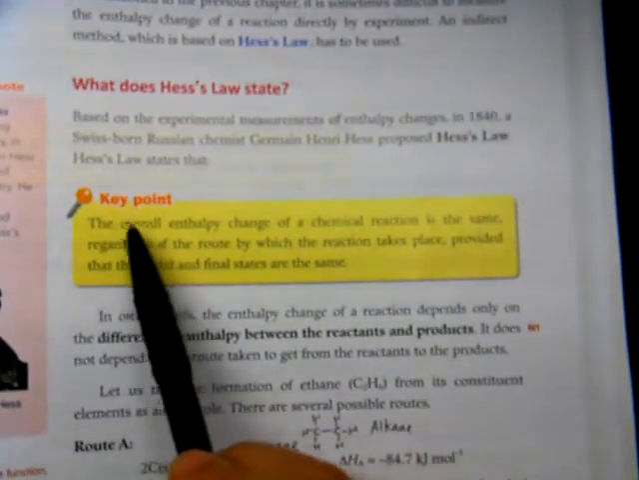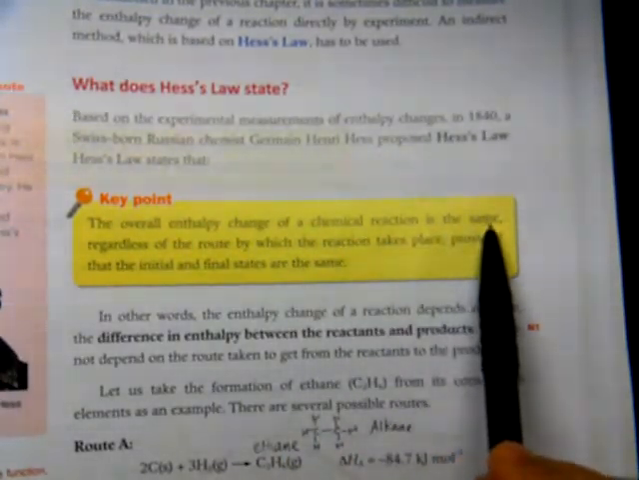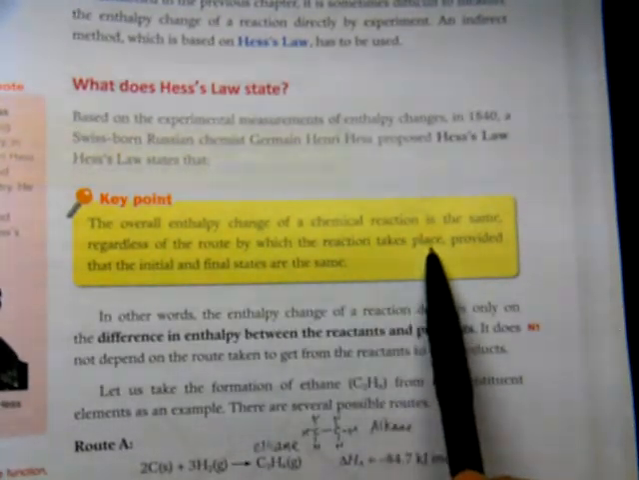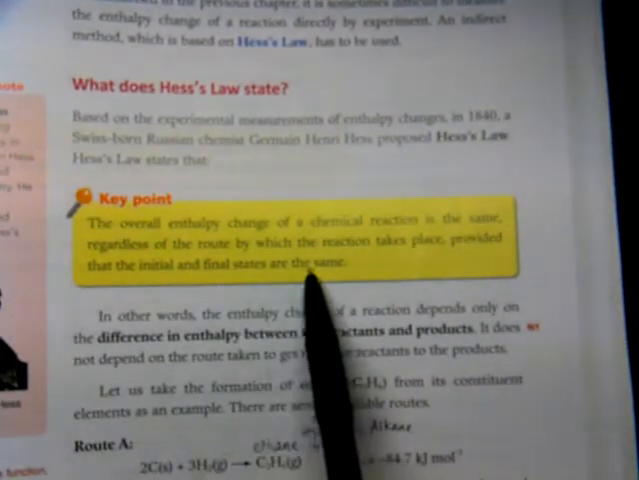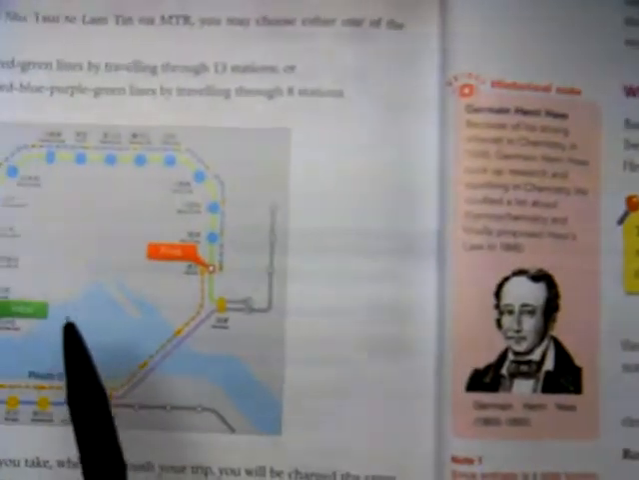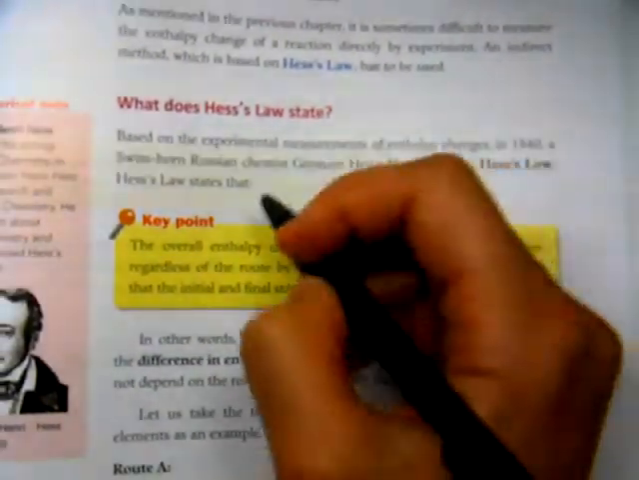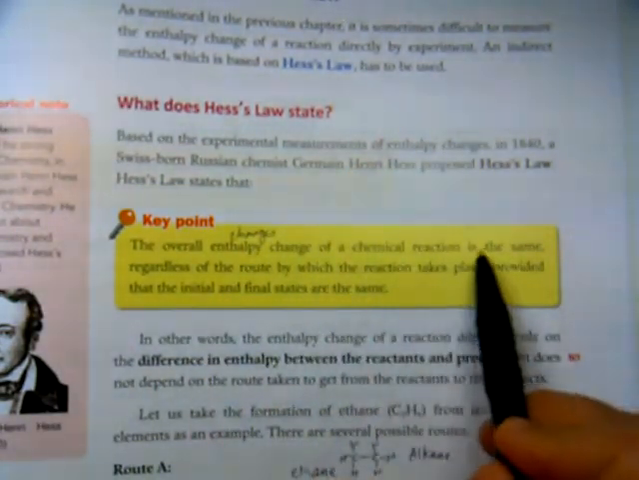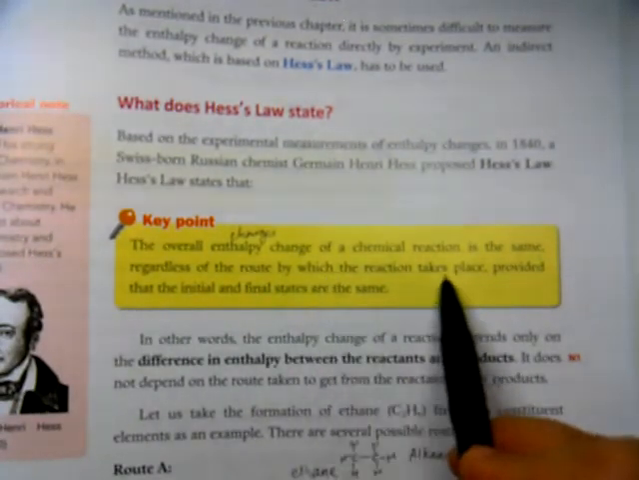Hess's law states that the overall enthalpy change of a chemical reaction is the same, regardless of the route by which the reaction takes place, provided that the initial and final states are the same. Now, you may imagine by using this MTR map, okay, the overall charges is the same, okay, regardless of the route by which you take.